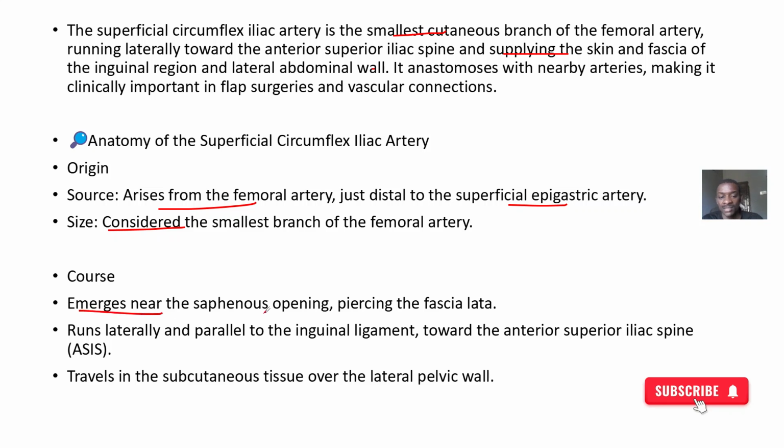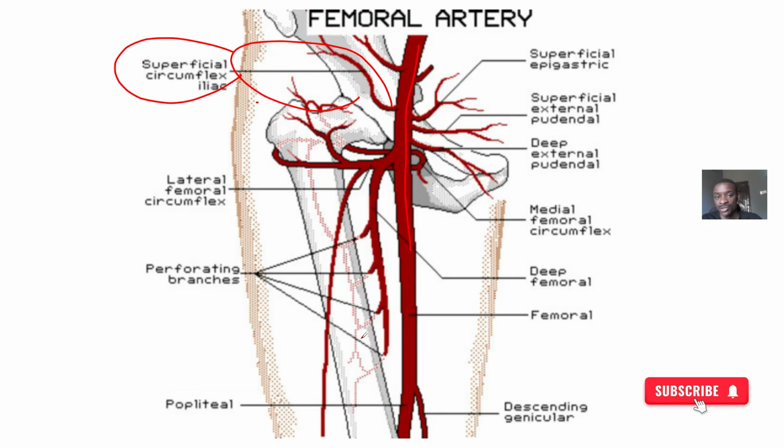It emerges near the saphenous opening. It pierces the fascia lata. It runs laterally and parallel to the inguinal ligament towards the what? Anterior superior iliac spine. Okay, so it travels in the subcutaneous tissue over the lateral pelvic wall. It's going away, so it's going laterally.